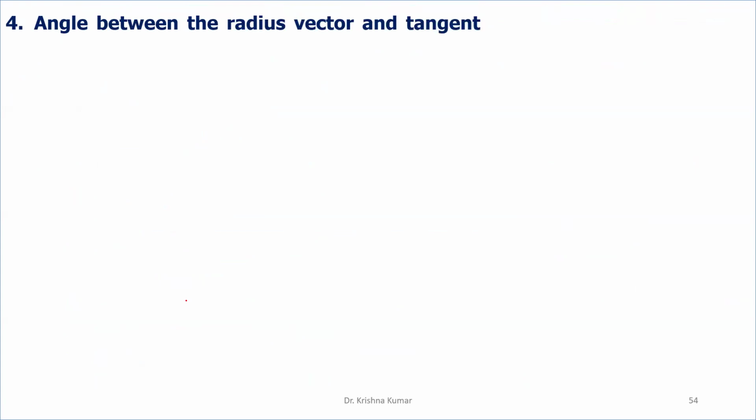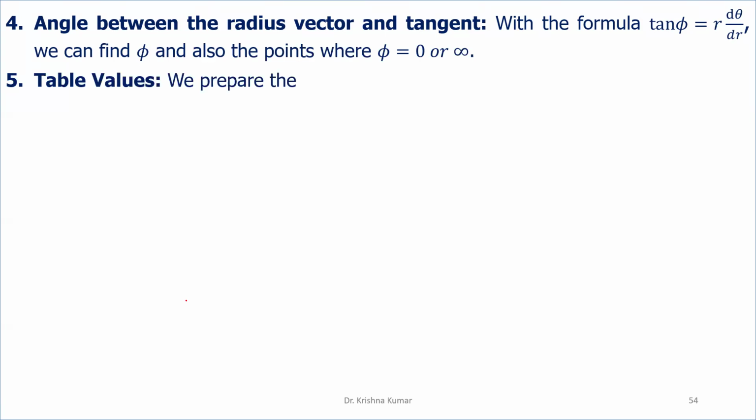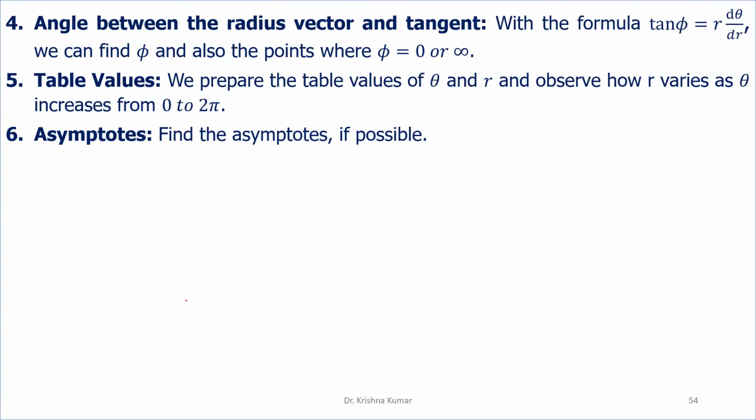Angle between the radius vector and the tangent: with the formula tan phi equal to r d theta by dr, we can find phi and also the points where phi is equal to 0 or infinity. Table values: we prepare the table values of theta and r and observe how r varies as theta increases from 0 to 2 pi. Asymptotes: we will try to find the asymptotes if possible, but most of the time we won't get asymptotes in this case.